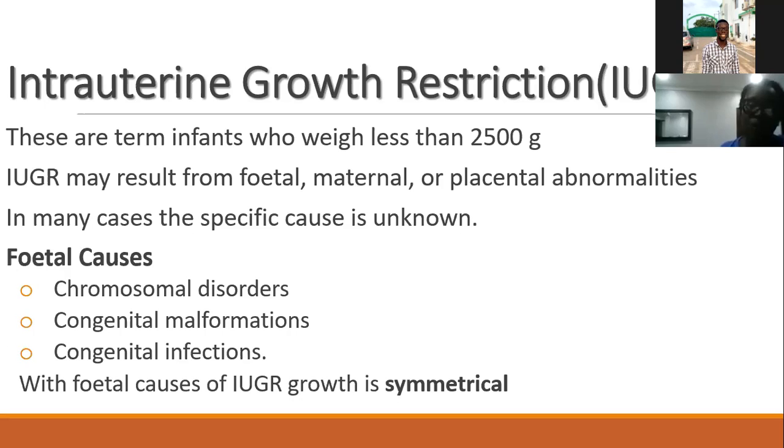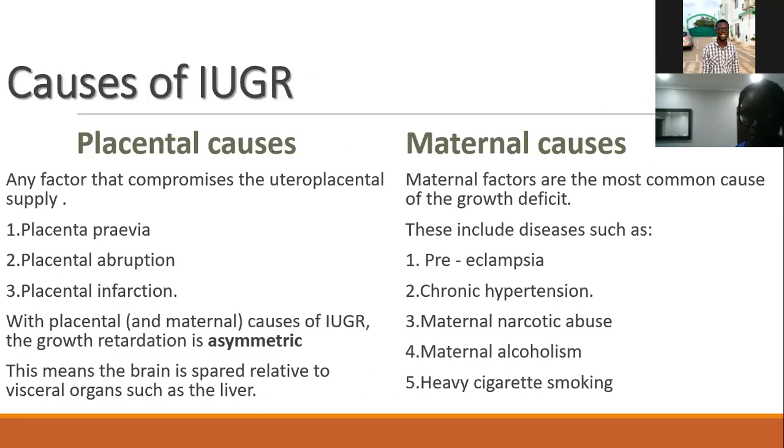We've divided the causes into fetal causes and then maternal causes and placental causes. So some of the fetal causes are infections of the baby, chromosomal disorders, and so on. So with the fetal causes, the growth of the baby is symmetrical. The IUGR is symmetrical. What this means is that the head is small, the body is small, and the weight is small. So that's a symmetrical IUGR.